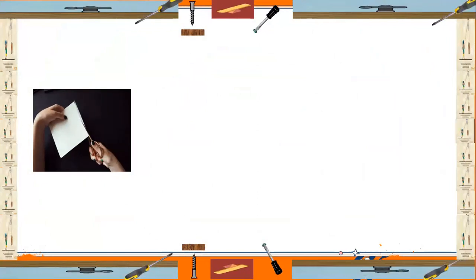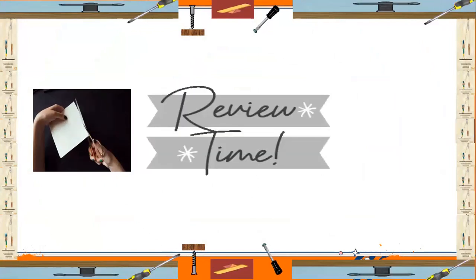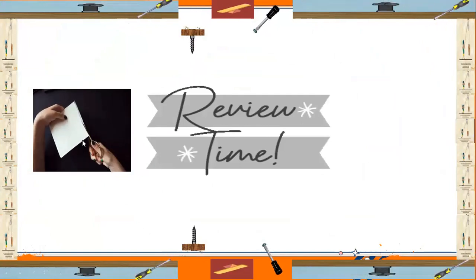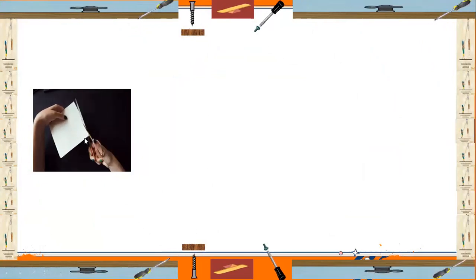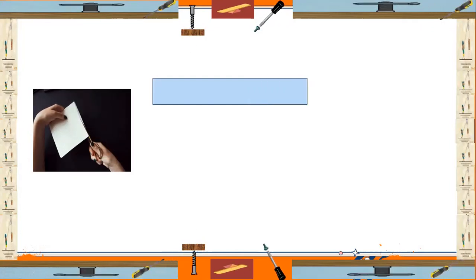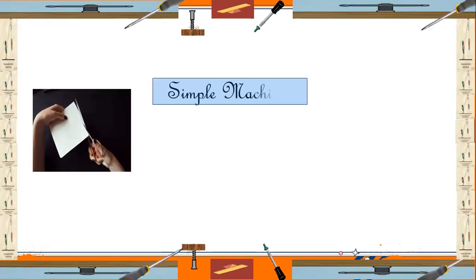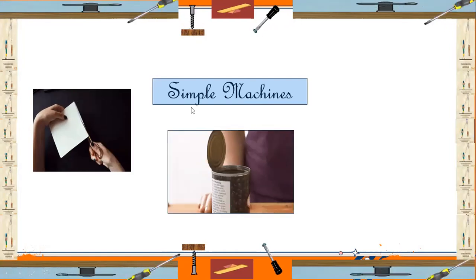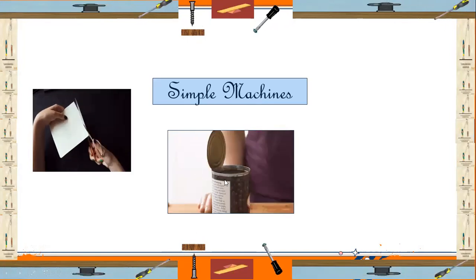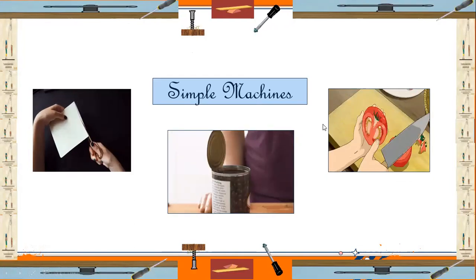Now we move on to our next topic, which is about simple machines. Students, as you can see, a pair of scissors is a kind of simple machine. You use a simple machine every day for cutting paper, or using a knife to cut an apple, or lifting a lid by using a machine, or you can use spoons as well to open the lid.